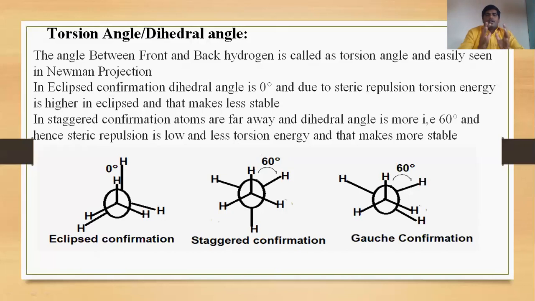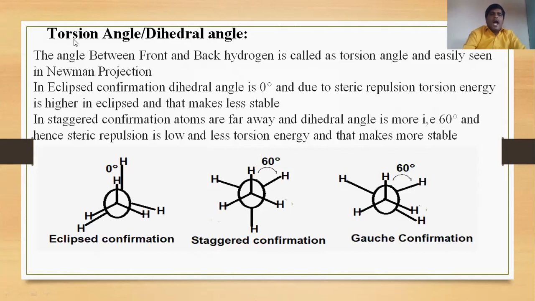Okay. So we have discussed the eclipse conformation and staggered conformation, but how they are generated, we have to know the reason behind that. So there are three reasons we are considering. One is the dihedral angle or torsional angle. The second one is the steric energy. The third one is the strain energy. So we will discuss these three parameters.